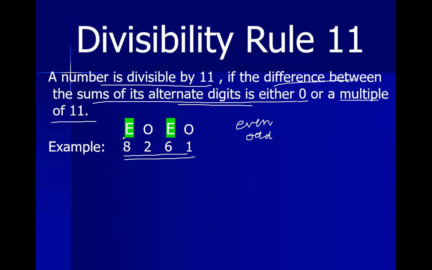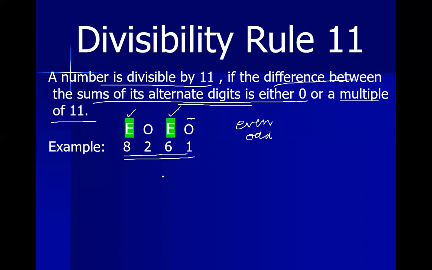I have arranged them in this way so that they come alternately. First I have placed even, then leaving the second digit, then I have placed even, then leaving the next digit. This is called alternate placing. So you have to write even, odd, even, odd above the digits to check the divisibility of 11.